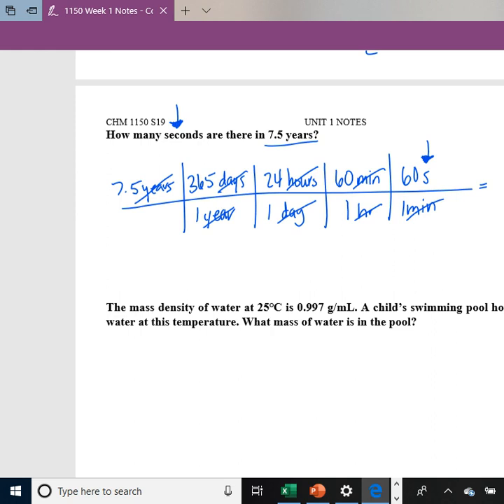And as far as significant figures go, our answer should only have 2. That's because all of these are what we call exact values. And we'll explain exact values a little bit more here at the bottom of the page, but the 2 for the significant figures is going to come from the 7.5 years. So when I do that, I get 2.4 times 10 to the 8 seconds.